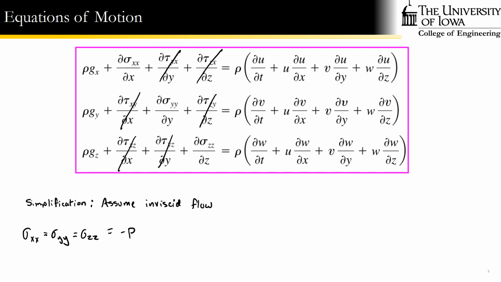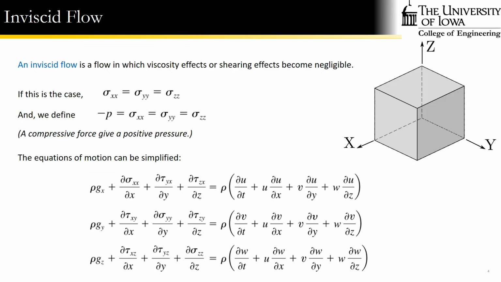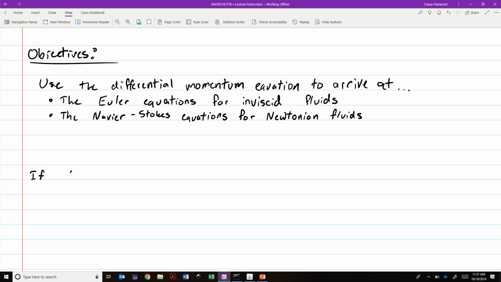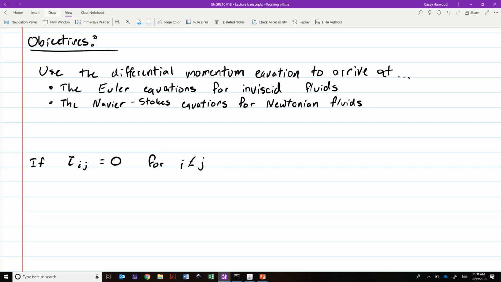And so with that, if we just cancel this out and plug in a negative p everywhere that we have one of these normal stresses, then we end up with, let me go ahead and just write it down. We end up with tau ij equal to 0 for i not equal to j, so shear stresses disappear.